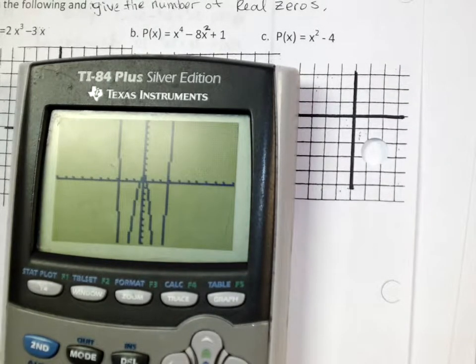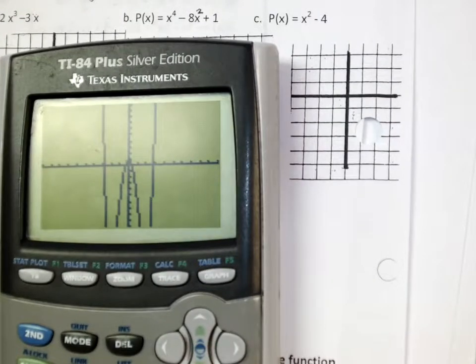Okay, now I've got a problem. I don't see all of it. So Jackson made a suggestion. Take a look at that picture. What more do I need to see? What part am I missing? Yeah, the down part. So if I go to my window, what do I want to do in my window?